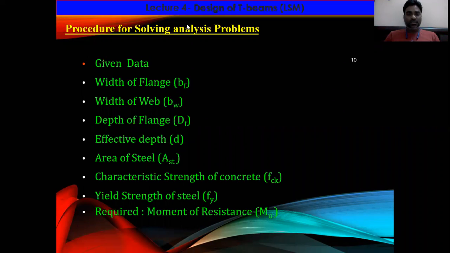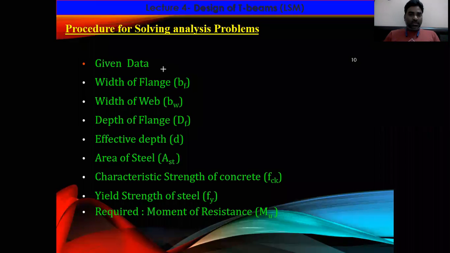So the procedure of design problems. Based upon the problem, you just list out the given data. That means the width of the flange, width of web, depth of the flange or thickness of the slab, effective depth of the beam, area of steel, and characteristic strength of concrete and steel. And required is you need to calculate the moment of resistance. So for this, how to determine this moment of resistance?